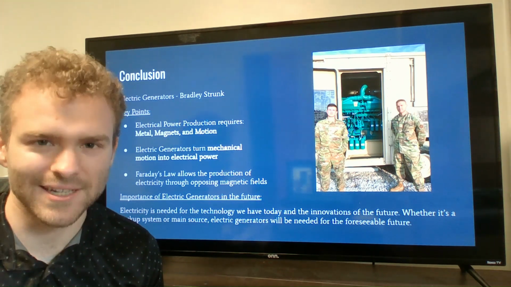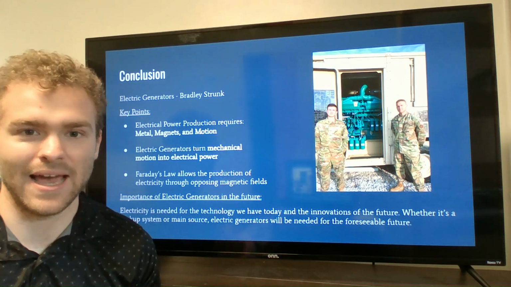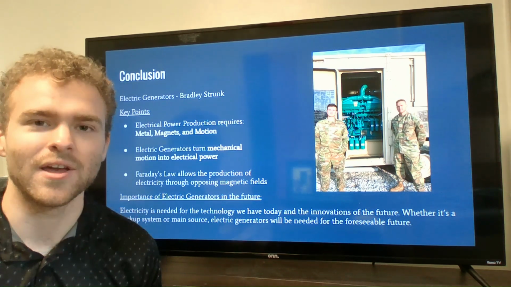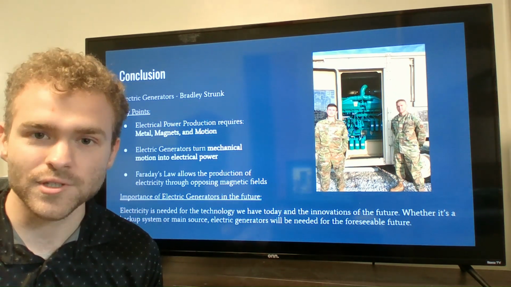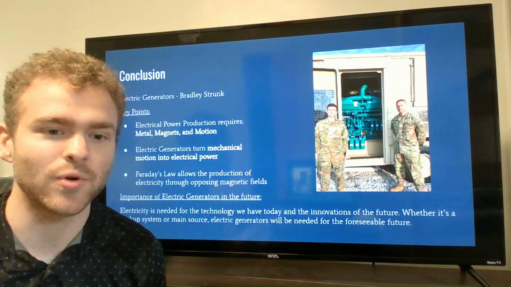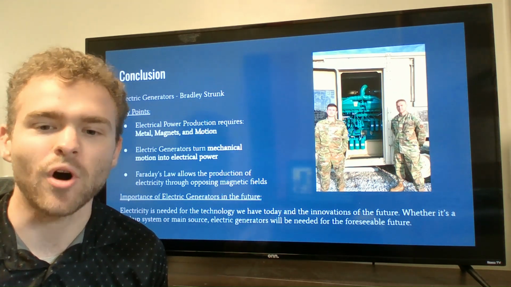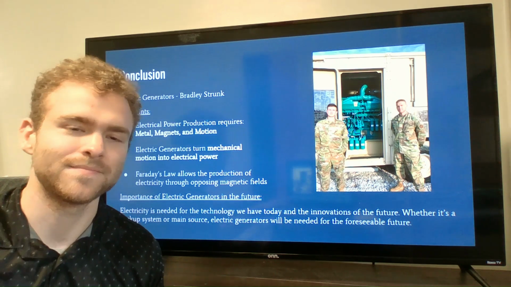Now, the importance of electric generators in the future. Electricity is needed for all the technology we have today and has been needed for the innovations we've had for a while now. And so for the foreseeable future, whether it's a main source of energy or it's a backup, electric generators will always be needed for the foreseeable future.